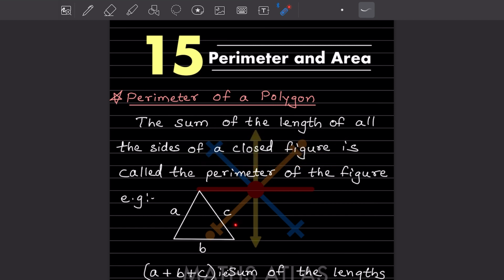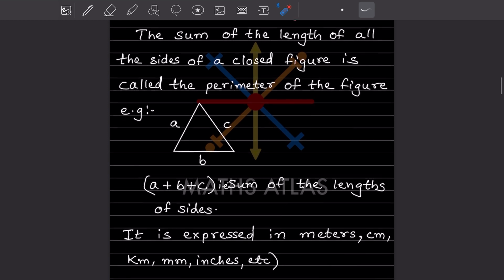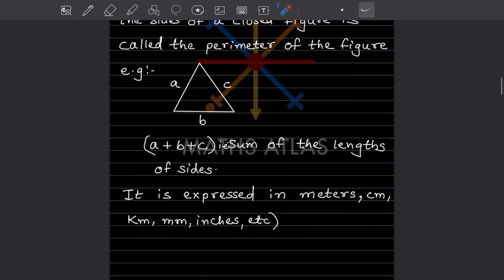Now suppose we take this figure. Can you see this is a closed figure? These are the lengths of it. Let us put A, B and C, instead of putting some numbers. They said the sum. Sum means you are going to add A plus B plus C, which is nothing but the sum of the lengths of the sides. And it is also expressed here in meters.